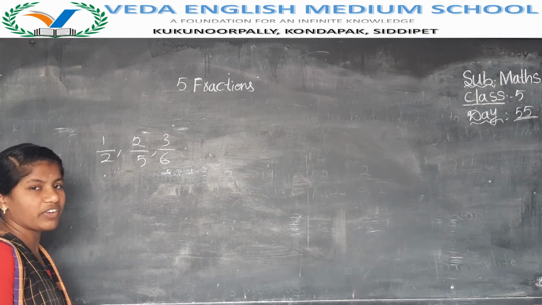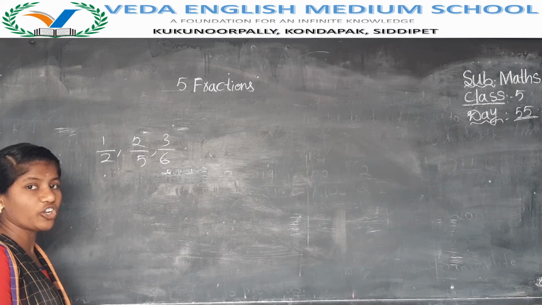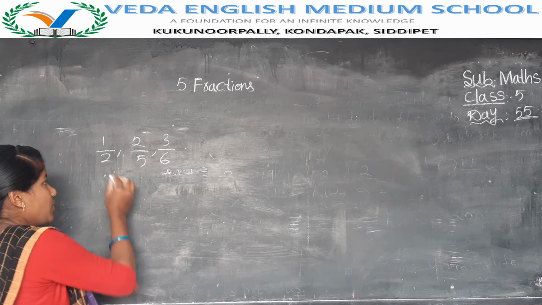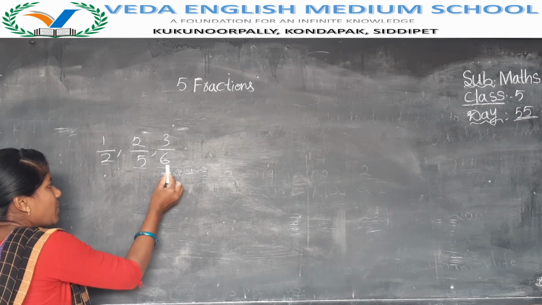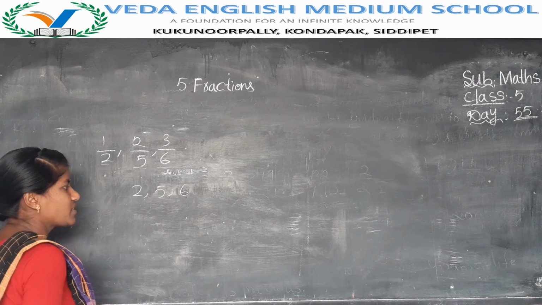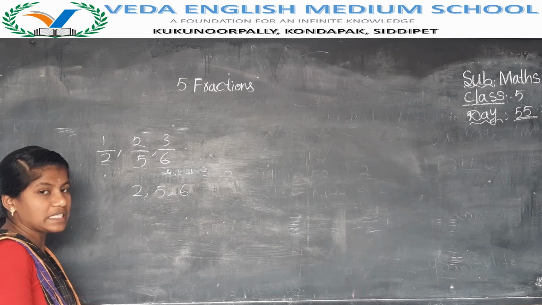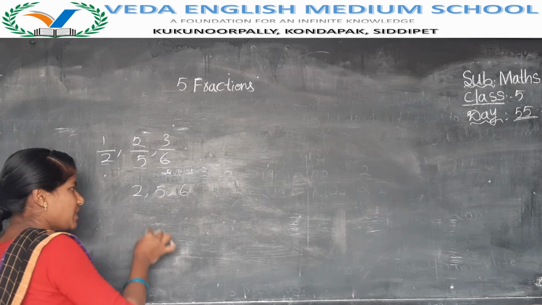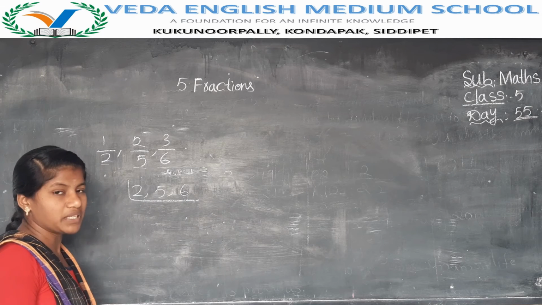Before going to convert unlike fractions into like fractions, you have to go for LCM with the denominators of given fractions. Now what are the denominators here? 2, 5, 6. These three are the denominators. Now for these three, we have to go for the LCM. LCM means least common multiple. That means these three numbers are divisible by which table?